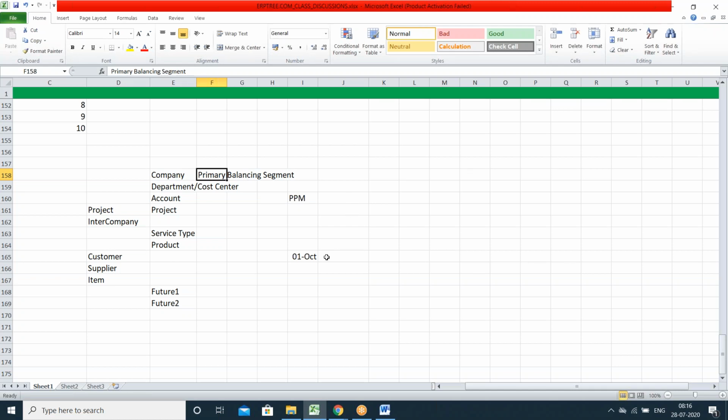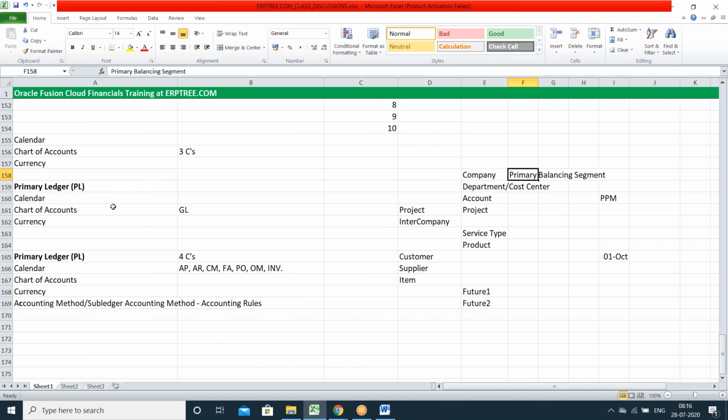Ideally, the company segment we call the primary balancing segment. That means only at company level we do the balancing. Reports will generate what expenses you are spending, how much revenue you are generating, everything will be identified at company level only. What exactly we can take as a company, we are going to discuss at the relevant points. For now, these are the few points. To create the transactions in the GL, with these 3 C's, if you have a primary ledger, that is more than enough. If you want to create the transactions in the subledger applications, along with these 3 C's, we need one more C called the accounting method. With the 4 C's only, you can record the transactions within the subledger applications.